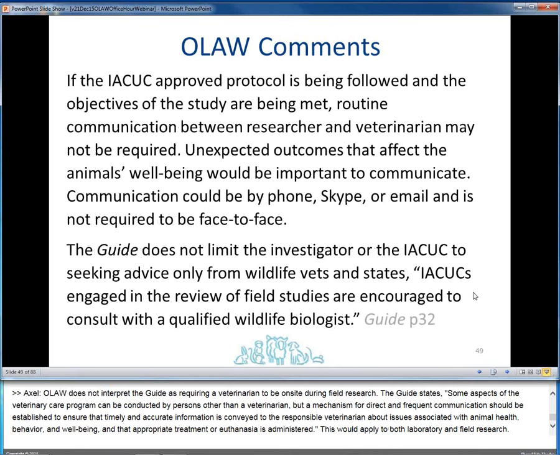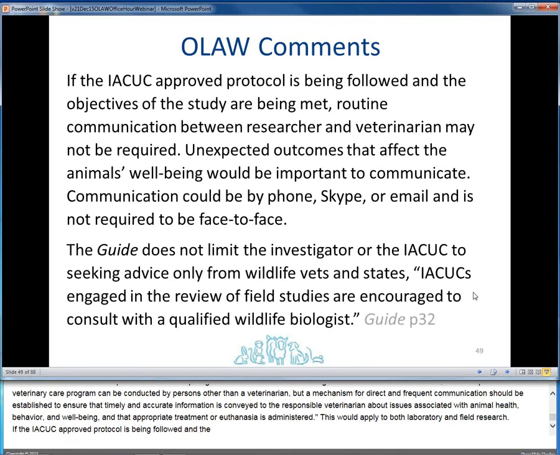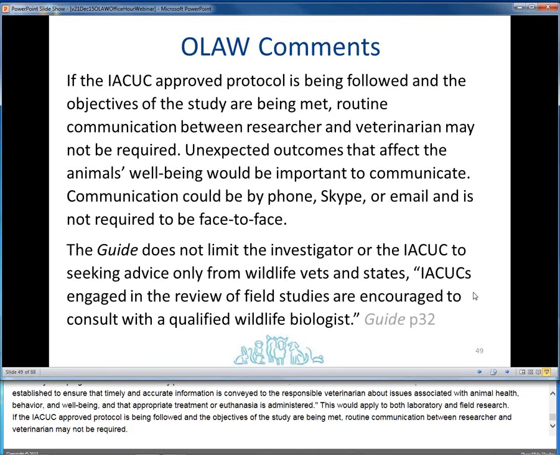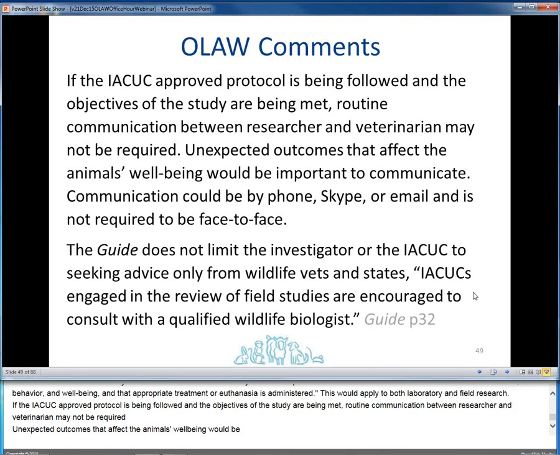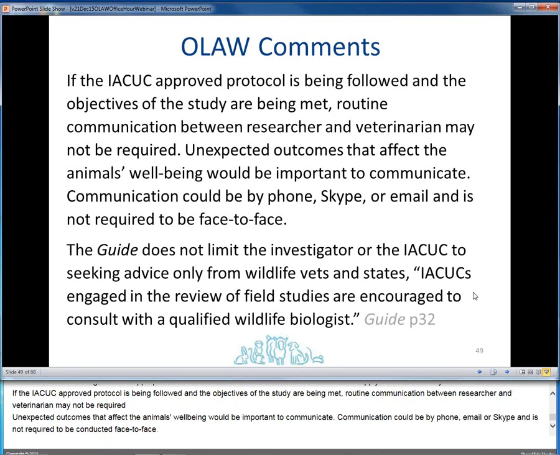If the IACUC-approved protocol is being followed and the objectives of the study are being met, routine communication between researcher and veterinarian may not be required. Unexpected outcomes that affect the animal's well-being would be important to communicate. Communication could be by phone, email, or Skype, and is not required to be conducted face-to-face.